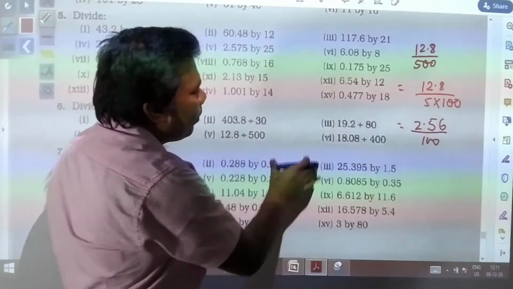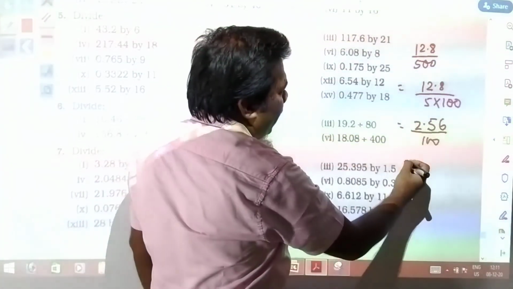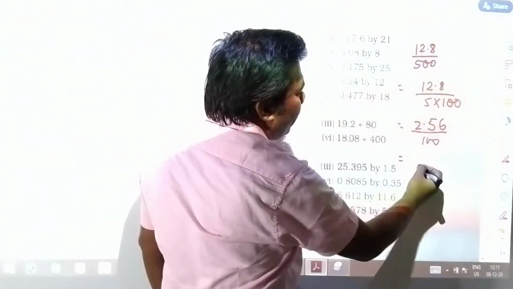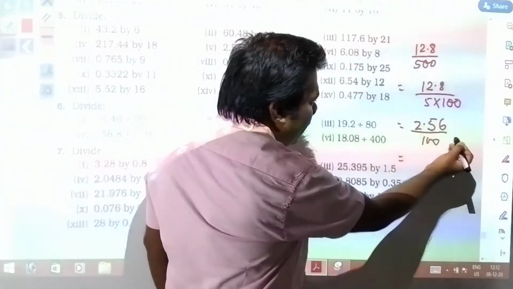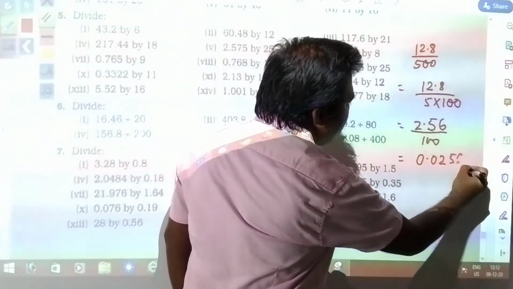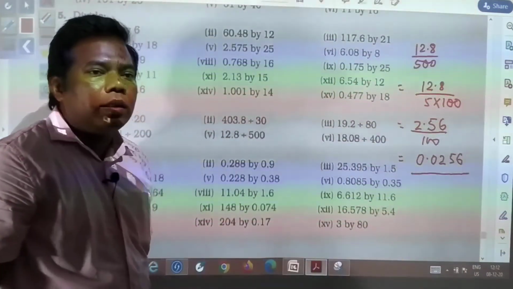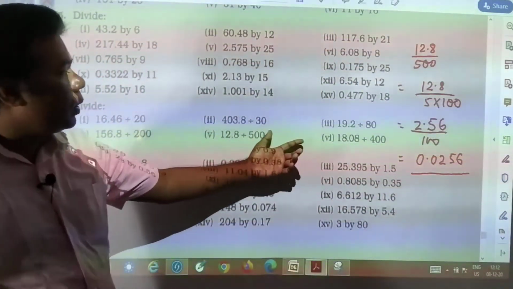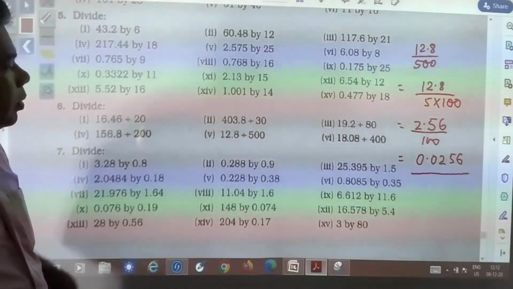You divide in proper way so that you will know how it came. Then 2 zeros you have, so this will be left side you will move, 0.0256 will be your answer. So in this way all the questions are required to be solved.